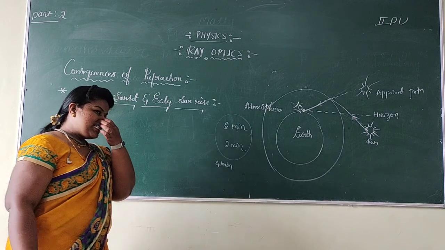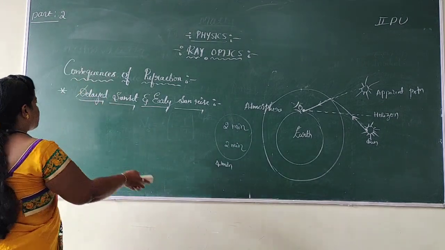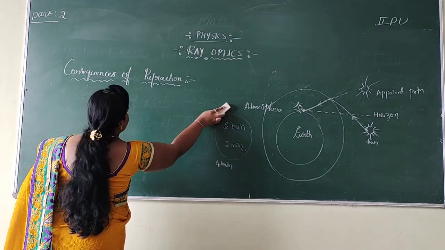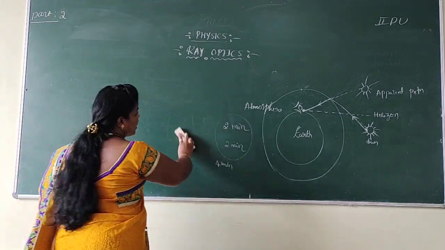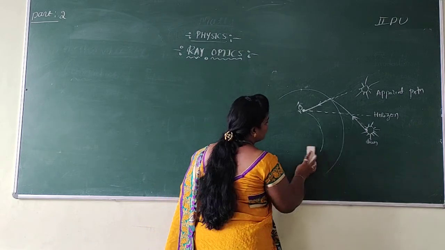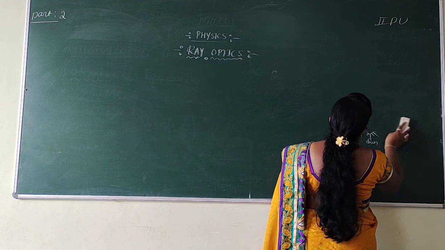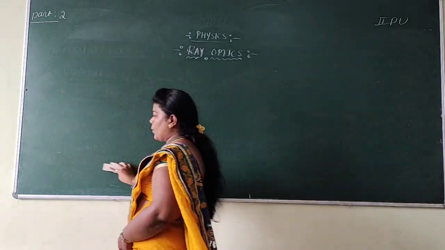So early sunrise and delayed sunset are also due to the refraction, and also due to the change in the refractive index of the layers of atmosphere which is present around the Earth's surface. Yes. Okay.